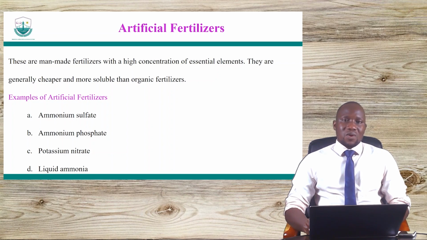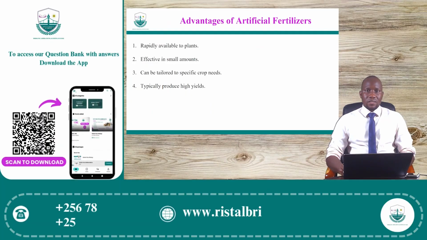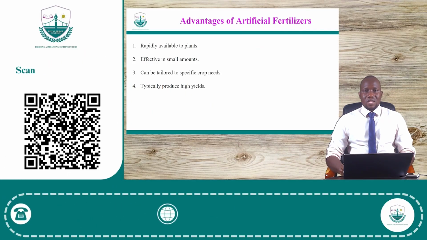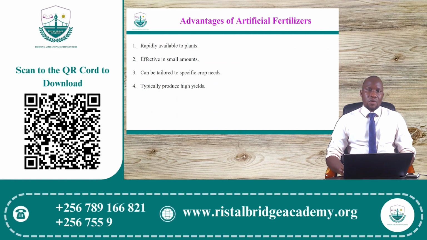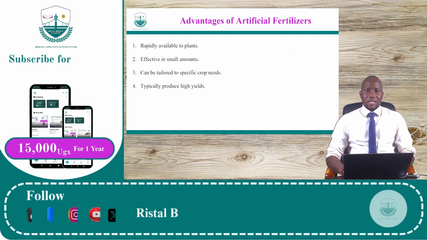Okay, so they are more soluble. That means that the plants can easily absorb them and use them. Okay, so we have ammonium sulfate, ammonium phosphate, potassium nitrate, and liquid ammonia as some of the artificial fertilizers that we have. So what are the advantages? Some of the advantages I've already mentioned. We said that they are soluble.